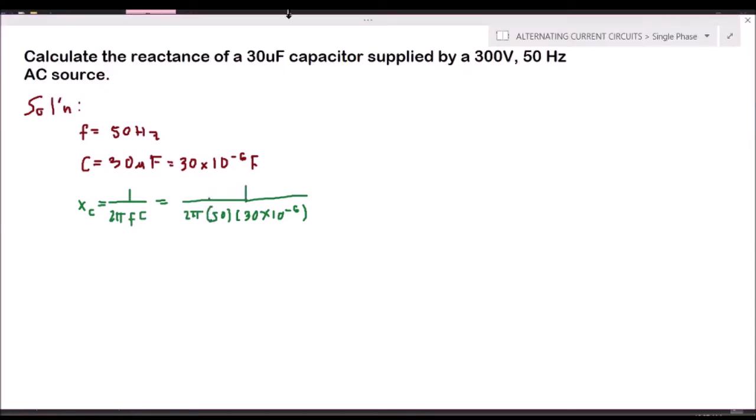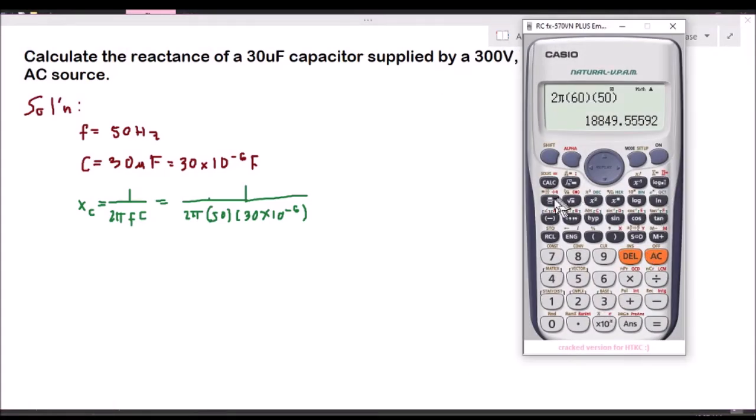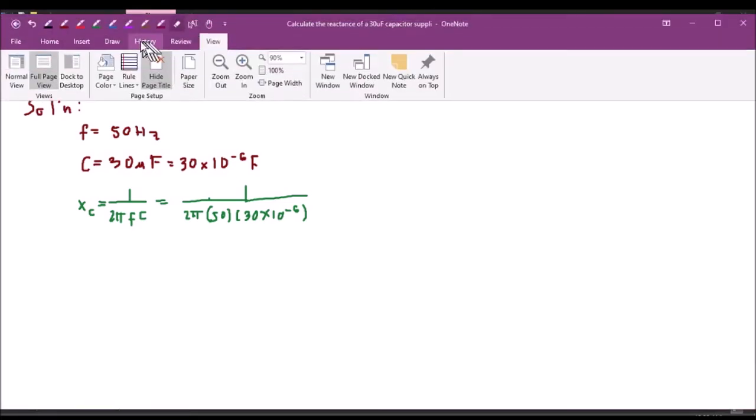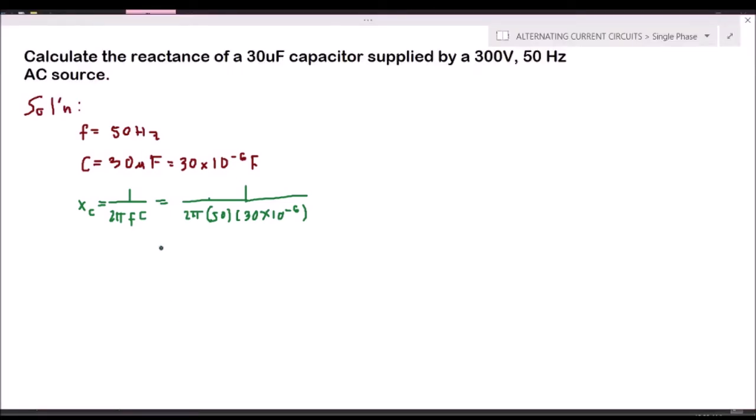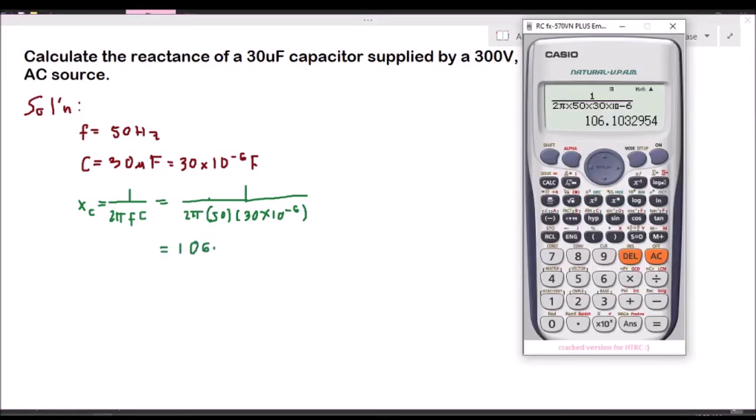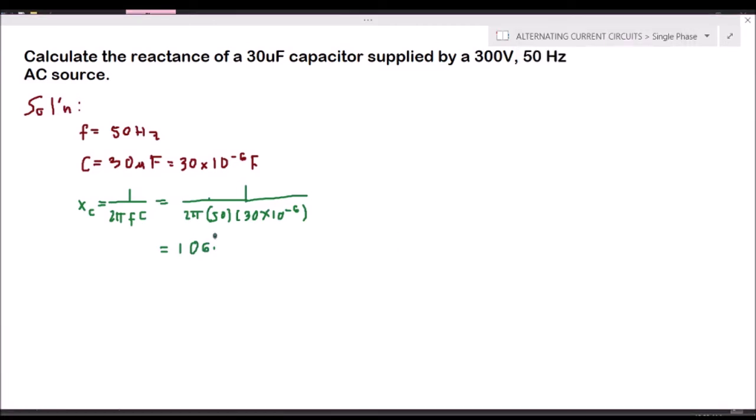Using our calculator, we have 1 over 2 pi times 50 times 30 times 10 to the power of negative 6, which is equal to 106.1. So the answer is 106.1 ohms, and that is now our capacitive reactance.